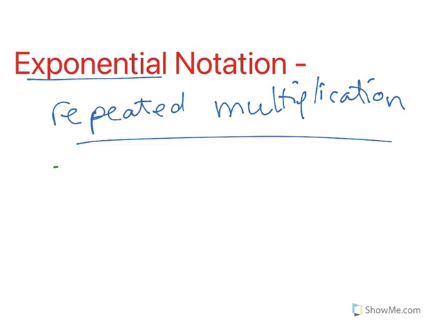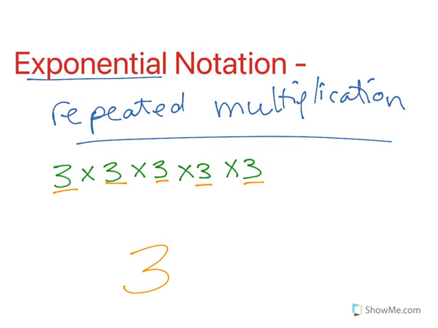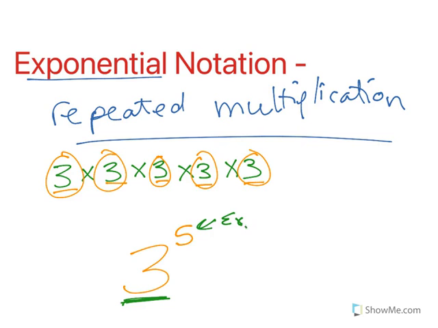So if we think of a problem like 3 times 3 times 3 times 3 times 3, we could do that, but it takes forever. And what if we had 800 of them? So the key is, if we're multiplying the same number by itself, we can say I'm multiplying 3 one, two, three, four, five times. Whatever the base is, this is the base. So 3 is the base, 5 is the exponent.